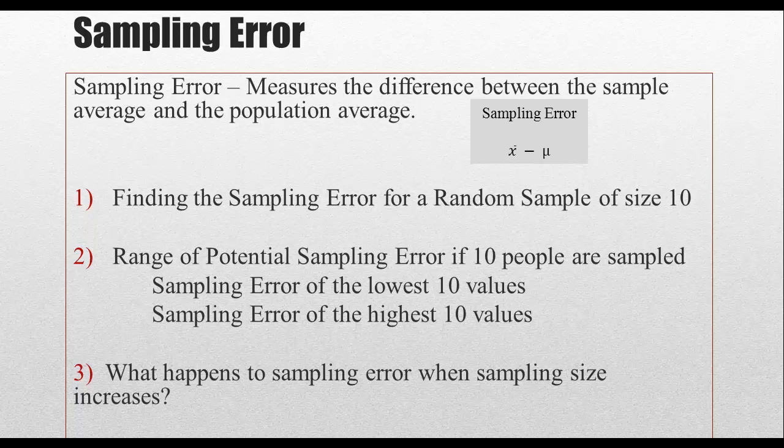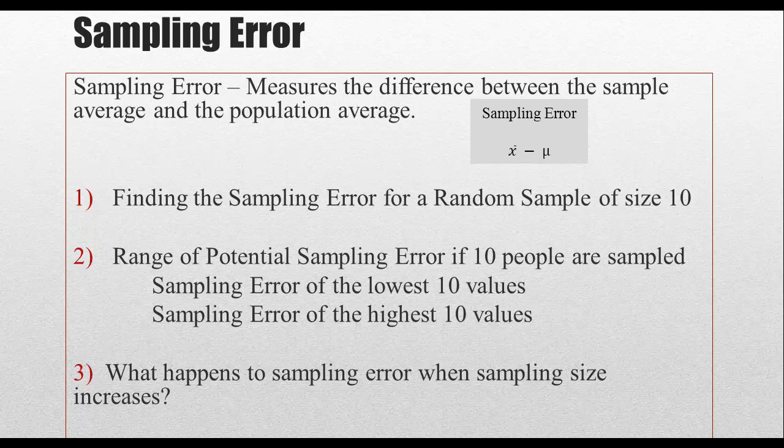There are going to be three things we're going to be looking at in Excel. One of them is finding the sampling error for a random sample of size 10. Second, we're going to do the range of potential sampling errors if 10 people are sampling. So you're going to take your lowest 10 values and your highest 10 values and figure out what the sampling error is. It gives you an idea of how much error you could have in your sample.